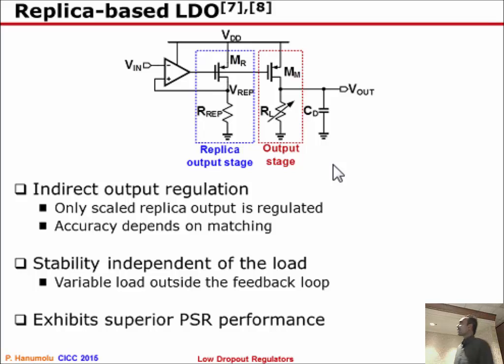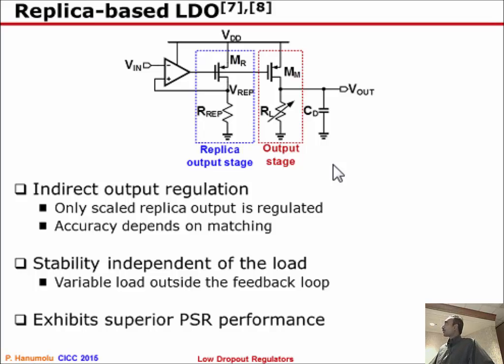The last thing that I would like to discuss is somewhat of a cheating type of LDO, which I'm denoting here as a replica based LDO. Here, what I would like to do is not have my output stage inside the feedback loop. The basic thinking behind this is the following.